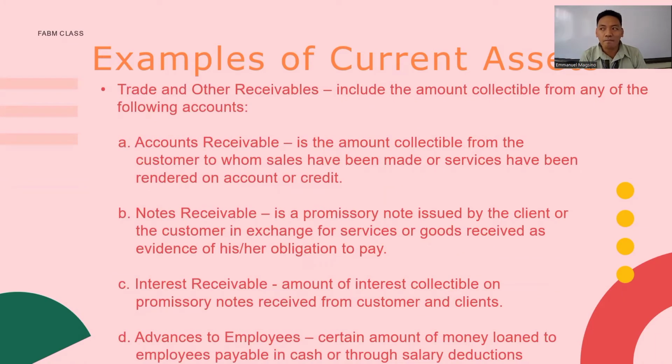So ito yung isang company na hindi nakapagbayad ng pera, so mag-i-issue ng promissory note na meron siyang itatakda na date na kailangan mabayaran niya to sa ganitong date. Yun. So yun yung tinatawag na notes receivable. Interest receivable, these are the amount of interest collectible on promissory notes received from customers and clients. And next, advances to employees. These are the certain amount of money loaned to employees payable in cash or through salary deductions.